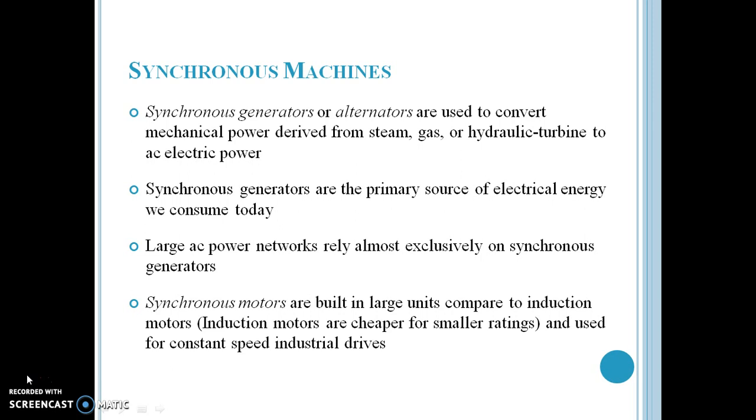Large AC power networks rely almost exclusively on synchronous generators. And synchronous motors are also there, and they are also built in large units compared to induction motors. That is also a kind of synchronous machine that is cheaper compared to the alternators, and they have smaller ratings and are used for constant speed industrial drives. That is, induction motors are used in industrial applications.